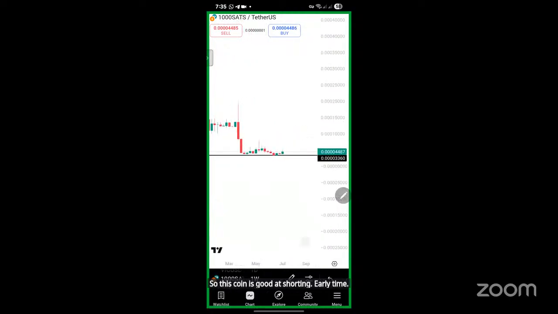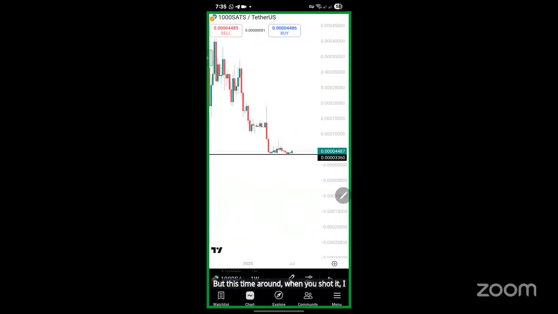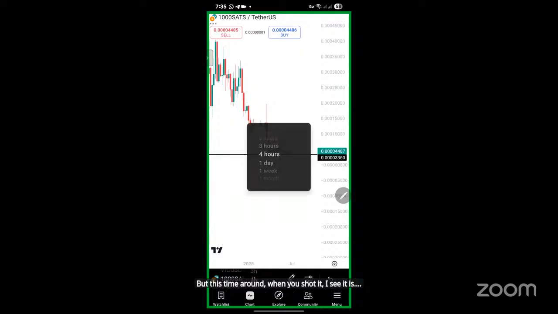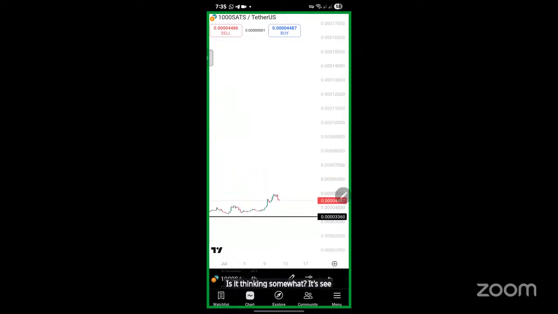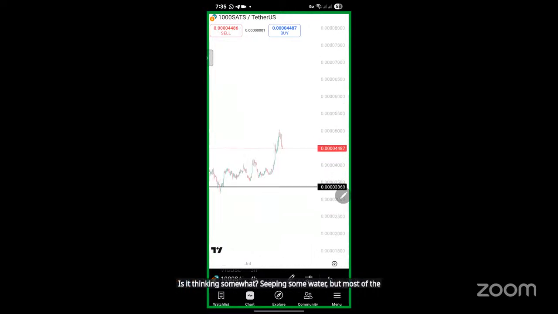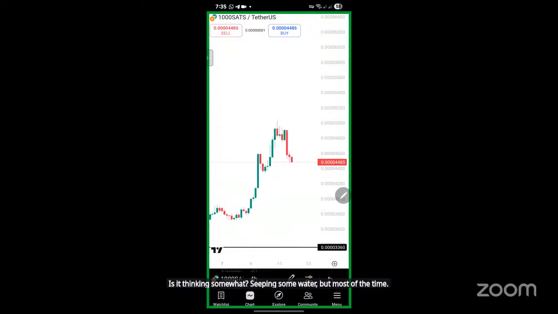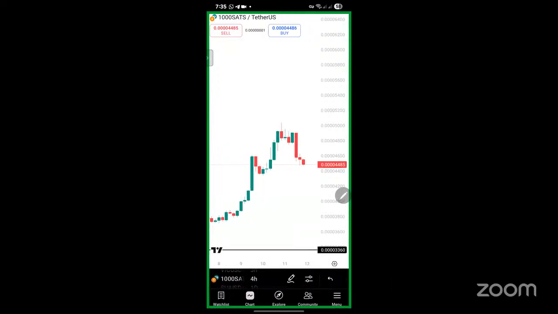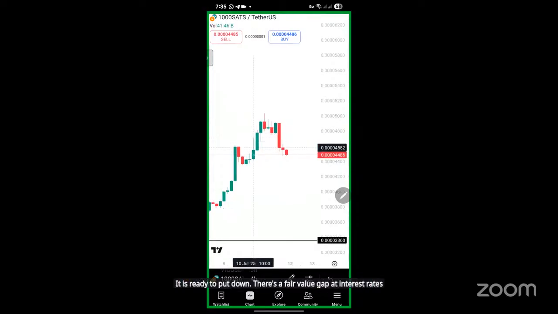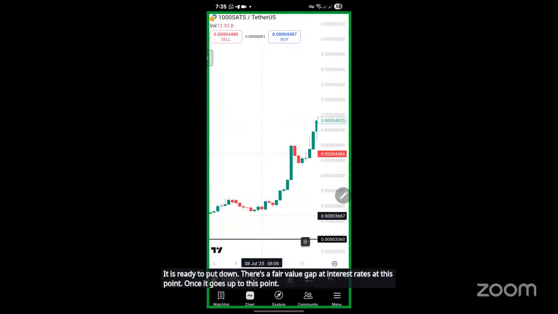But this time around, when you short it, you see it is sipping some water, but most of the time it tried to put down. There's a fair value gap to retrace up to this point. Once it goes up to this point, you will see it down here.